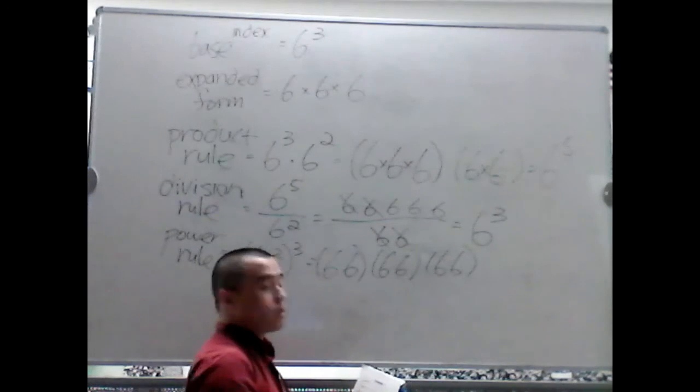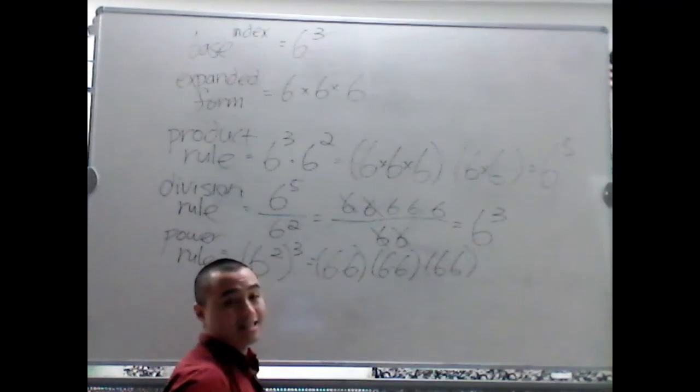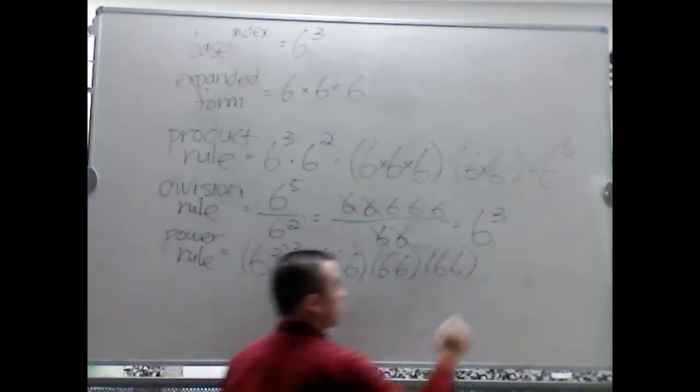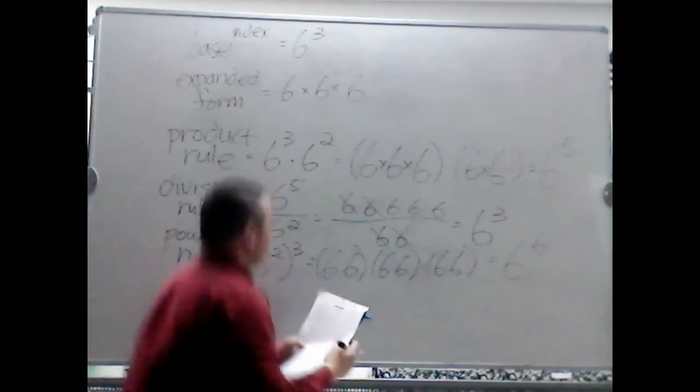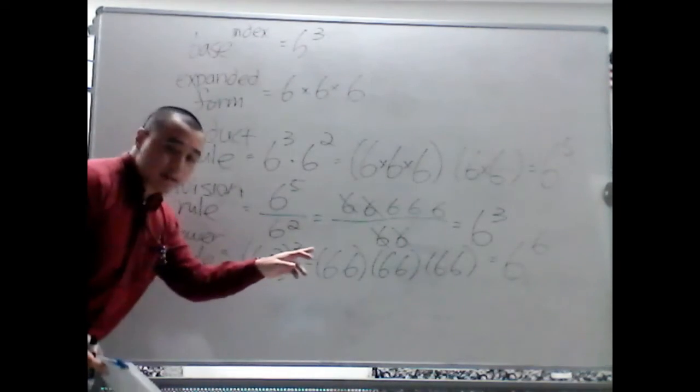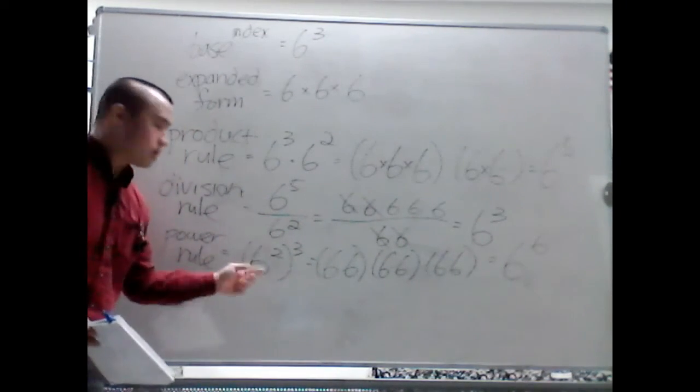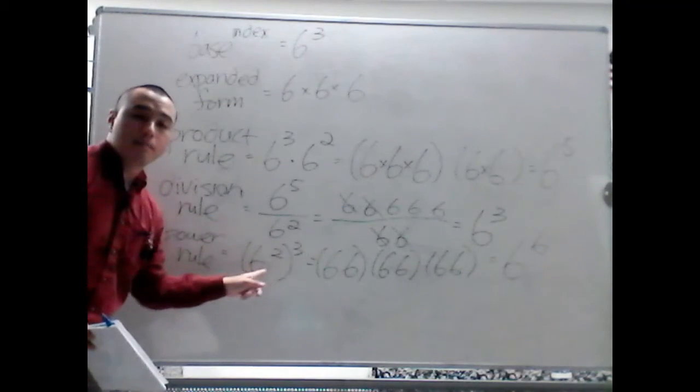At this point, you can tell there are six 6's multiplied by each other, and so you write it in the form 6 to the 6th. And so 6 to the 6th is just the result of these numbers multiplied by each other.